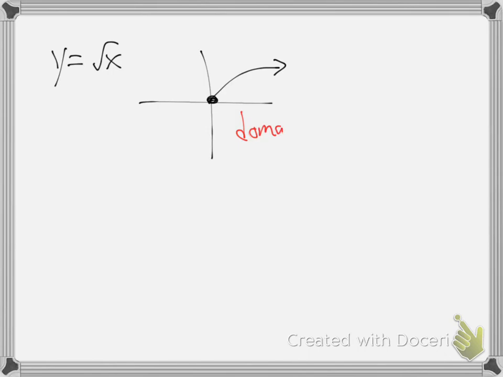Domain is the left to right, left edge, right edge, width coverage. It's the width coverage of the graph. The left edge to the right edge of the graph. So for that one, the domain would be, remember you put a bracket, 0, it started at 0, and it would go to infinity. That would be the domain for that graph.